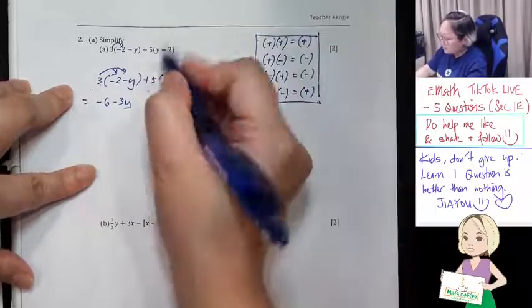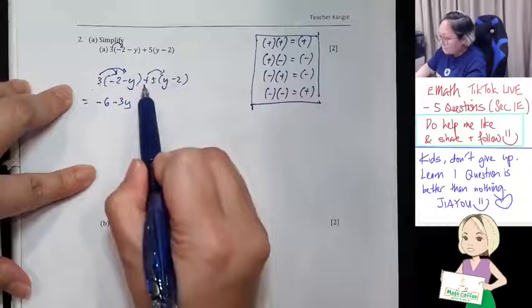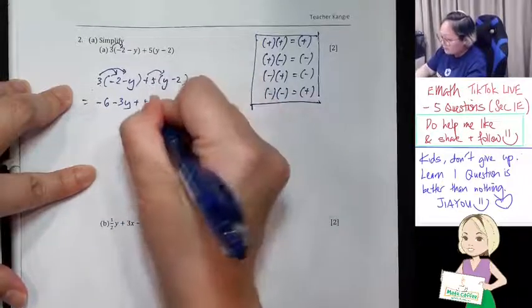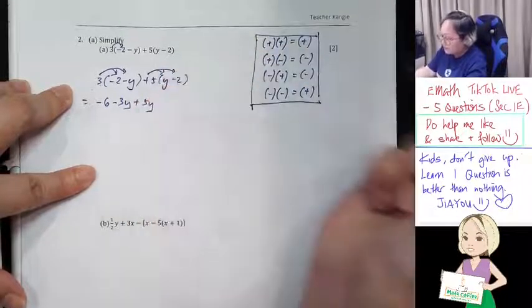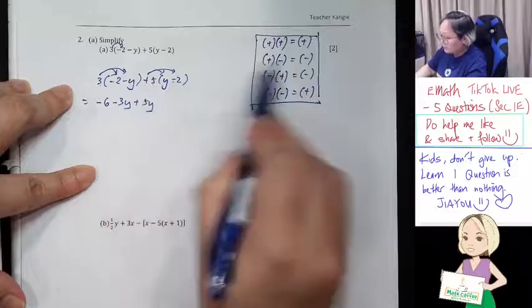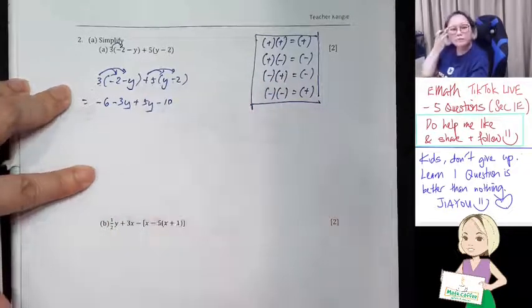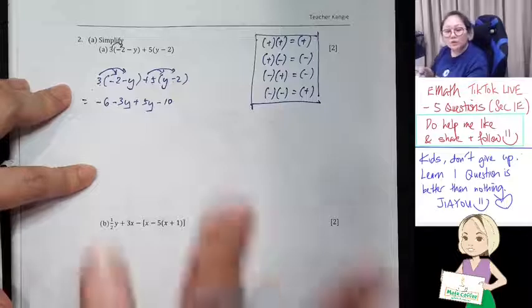Okay, so now let's do this rainbow. This one times this one. Positive times positive, positive. 5 times y, 5y. Another rainbow. Positive times negative, negative. 5 times 2, 10. Okay? So this is how you're supposed to do.